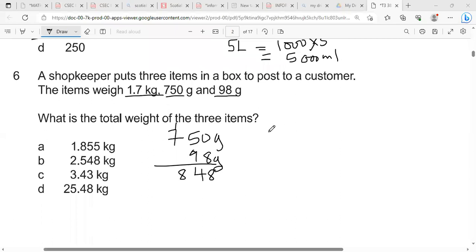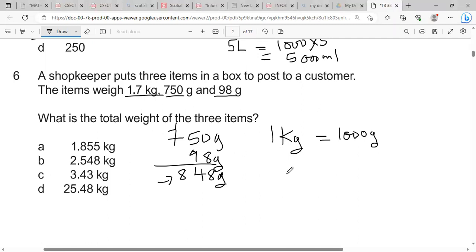All right, so what we have is 848 grams. But let us remember that 1 kilogram, kilo means 1,000, right? So 1 kilogram is 1,000 grams. So clearly we can see that if it takes 1,000 grams to make 1 kilogram, this does not reach 1 kilogram because it needs 1,000. So this is short about 152 grams in order to make 1 kilogram.